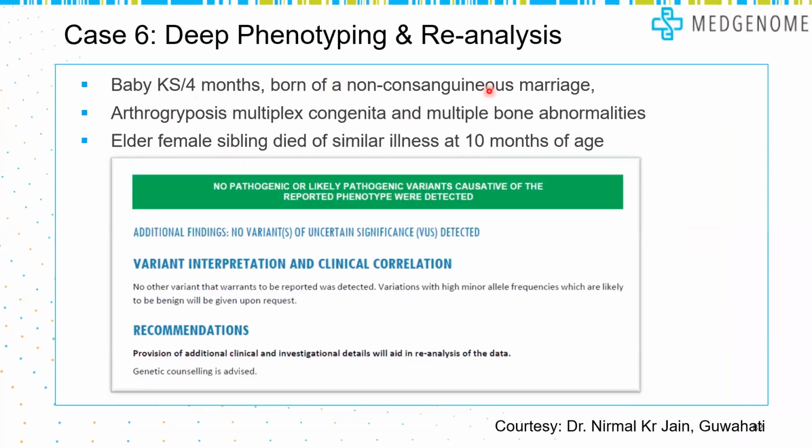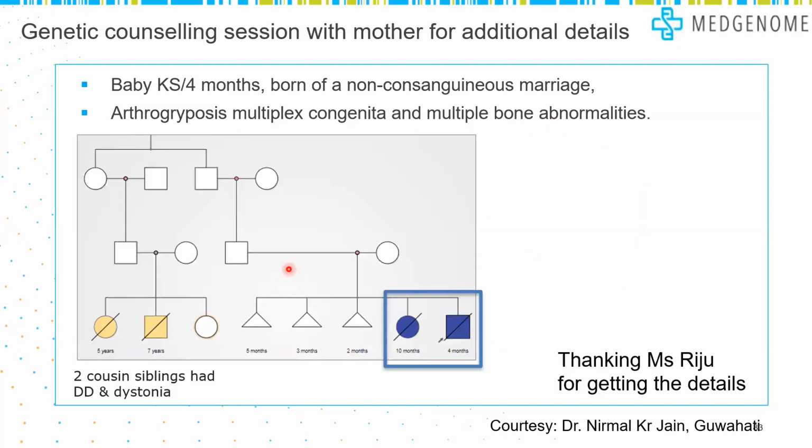Now, when it's a non-consanguineous marriage and there are 2 siblings, as a clinician, I feel that we should get something, right? So we requested if we could get any more additional details. But unfortunately, even this child had succumbed to the illness before we could get back. So we requested that we do a genetic counseling session with the parents, and one of our genetic counselors called up the mother.